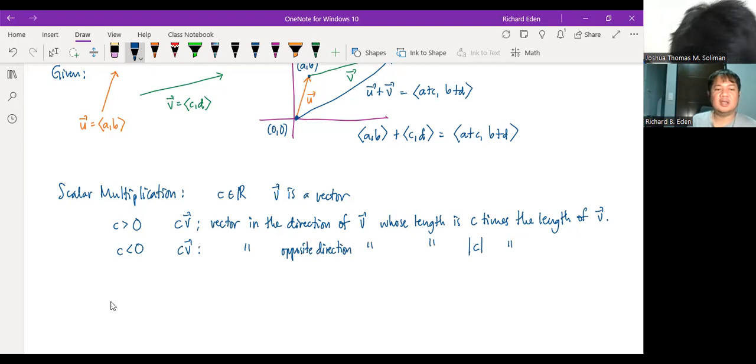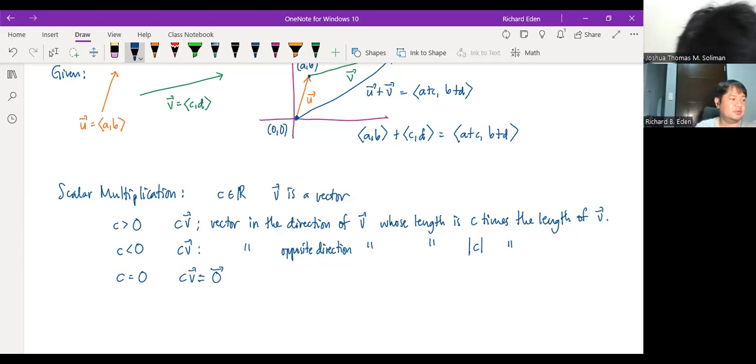All right, kasi if C is negative, for example, -2, we cannot multiply the length of V by -2 because then that's going to be a negative number, and this cannot be the length of any vector if this is a negative number. All right, so and then if C is 0, then this is going to be a vector whose length is 0. So therefore, this must be no other than the 0 vector.